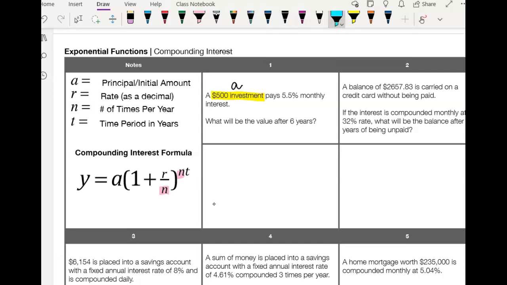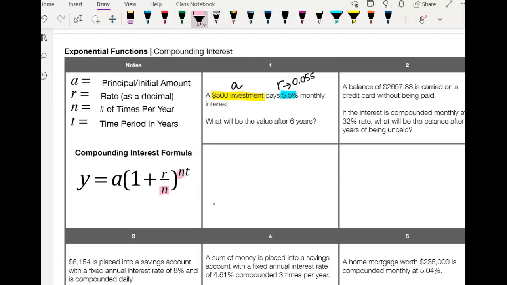Then I see here it says it pays 5.5%. That's my rate. But we want to turn that into a decimal, and to do so, just divide by 100. Remember to move it over 2 places, and I think I moved it over too far. Yep, there you go. And don't drop anything that's not a 0.